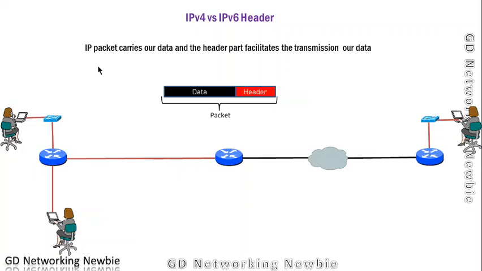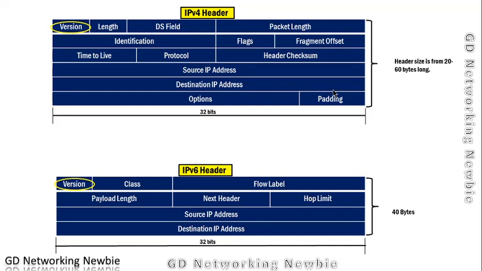We have some checking mechanism and fragmentation, so much information which we need for our data to travel from the source to the destination. And today we are going to look at the header part of both of the protocols, that is IPv4 and IPv6. So this is the header part of both IPv4 and IPv6. First, the upper one is the IPv4 header.